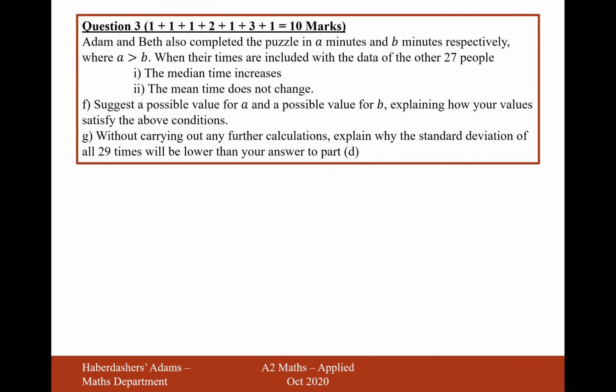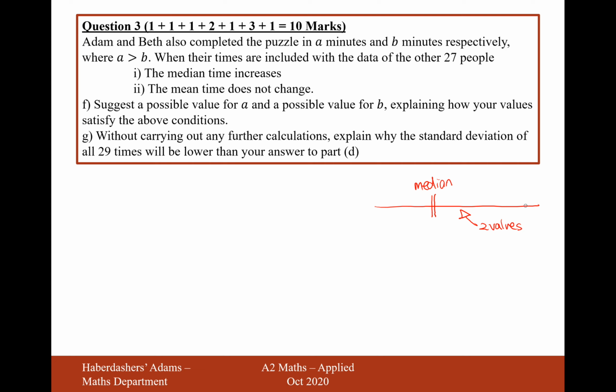Okay, let's move on to F. Adam and Beth also completed a puzzle in A minutes and B minutes respectively, where A is greater than B. When their times are included in the data of the other 27 people, the median time increases, but the mean time does not change. Suggest a possible value for A and a possible value for B, giving your values satisfy the above conditions. Okay, so we want the median to increase, so we want two values that are above the median.